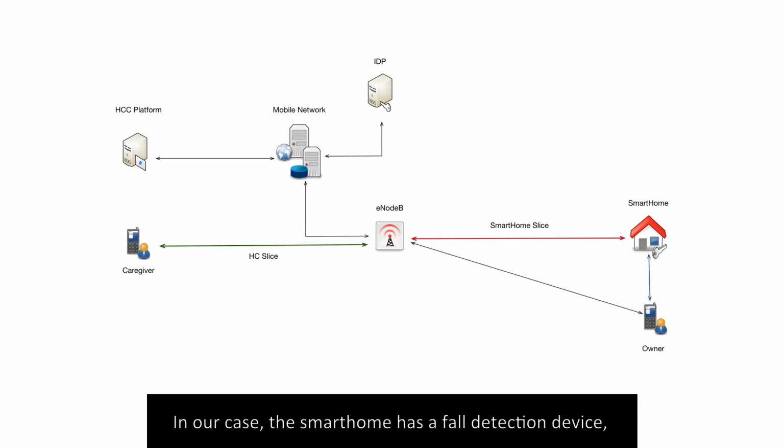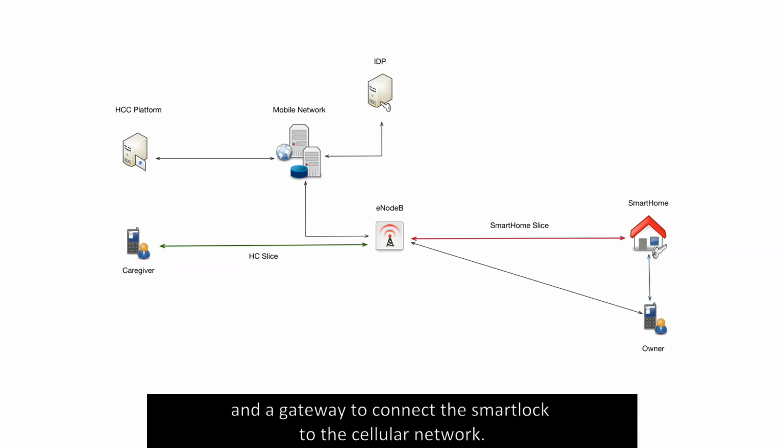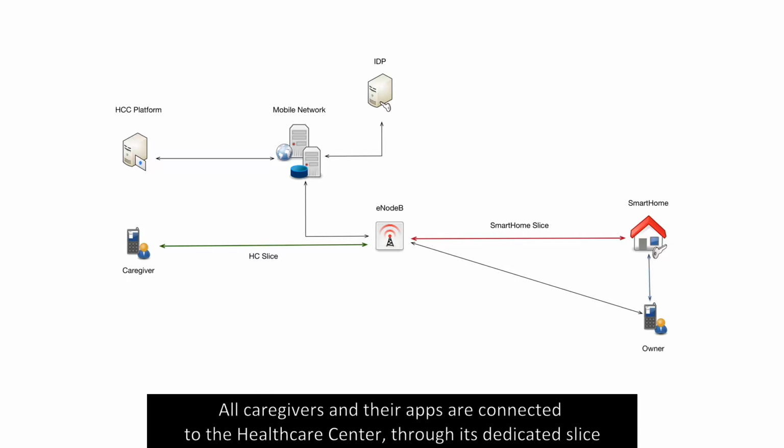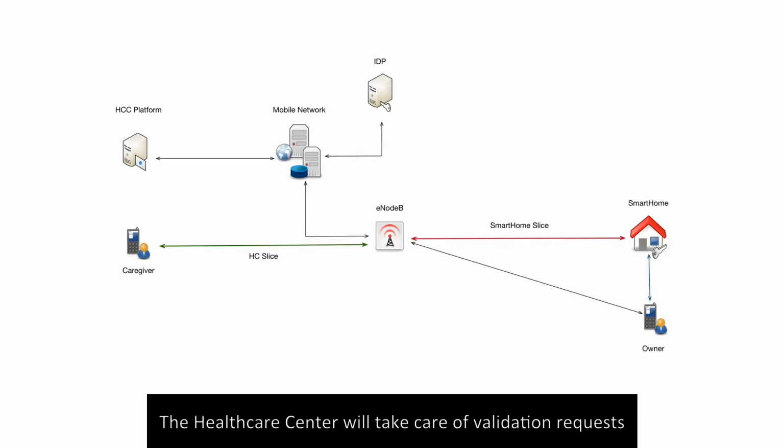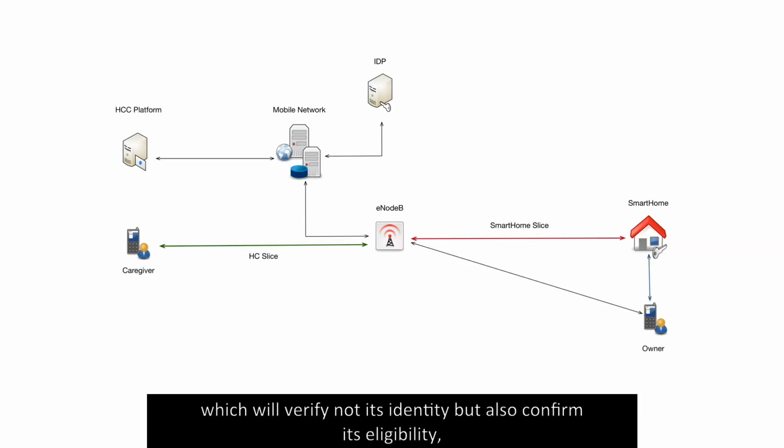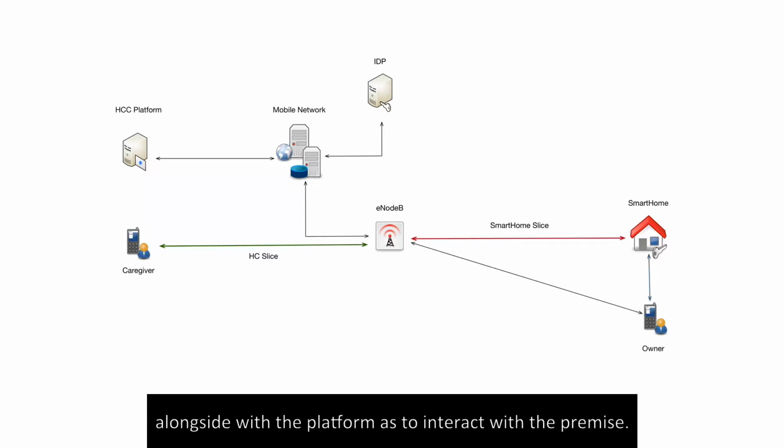In our case, the smart home has a fall detection device, a smart lock attached to the door, and a gateway to connect the smart lock to the cellular network. A QR code is also fixed at the door to let the caregiver scan it. All caregivers and their apps are connected to the healthcare center through this slice. The healthcare center will take care of all validation requests with the help of the associated identity provider, which will verify not only its identity but also confirm its eligibility, alongside the platform, to interact with the premise.